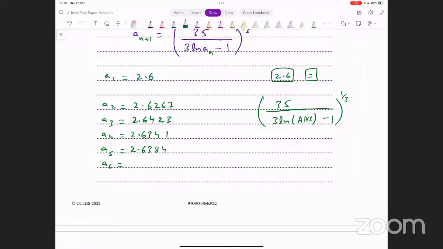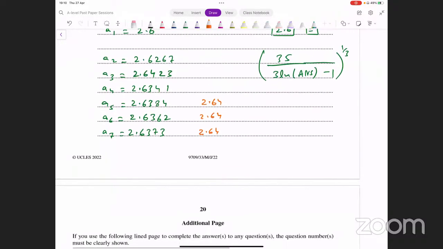A6, let's evaluate that. That's giving me 2.6362. 157 is coming, so if we round it off, the last decimal place will be 2. And you have A7, and that's giving me 2.6373. Now this is pretty much enough, because you see this rounds off to 2.64, this also rounds off to 2.64, this also rounds off to 2.64. You have 3 consecutive iterations that are rounding off to the same number to 2 decimal places. So you can stop at this point. This is enough, and that's going to give you the answer 2.64. If you want, you can go one more step just to confirm.